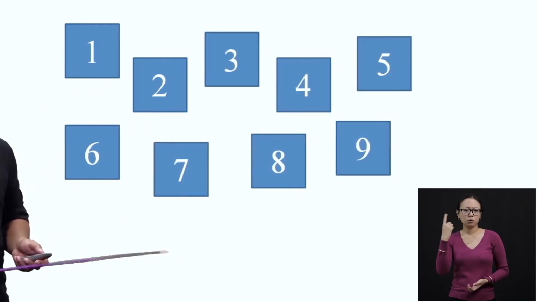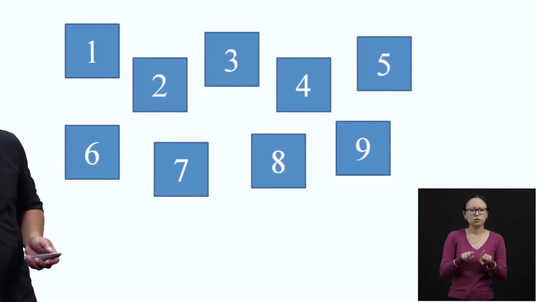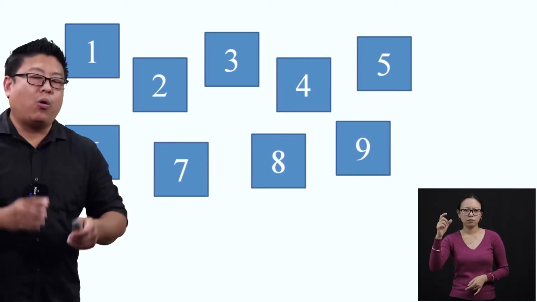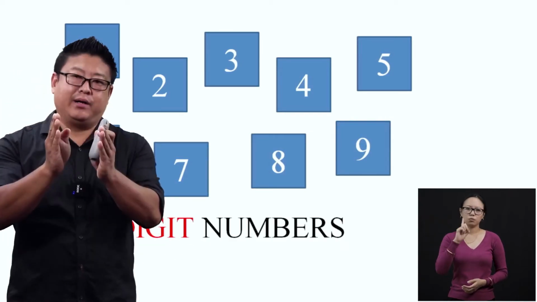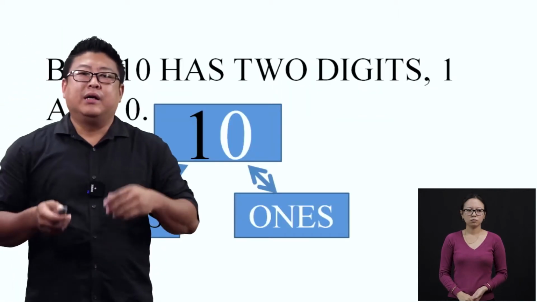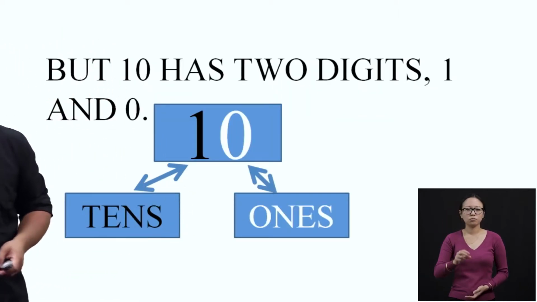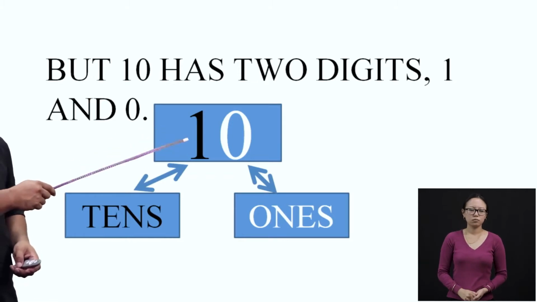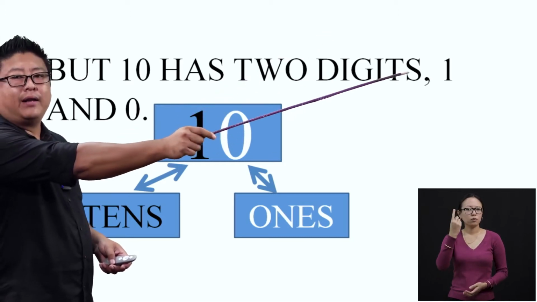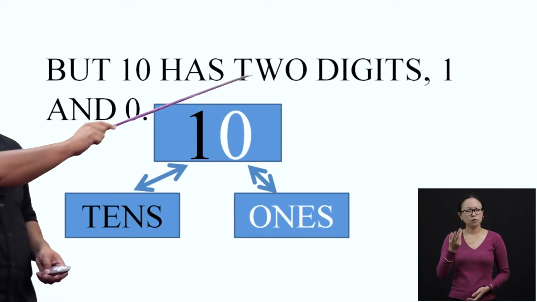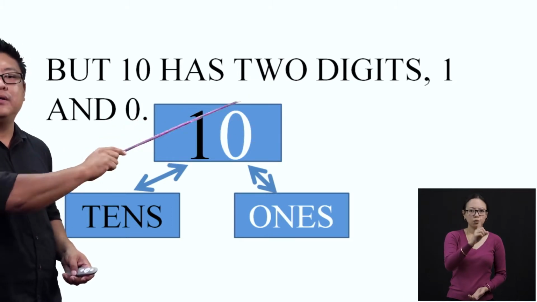Similarly, 2, it is also only one number, so it is called a one digit number. Okay, so similarly, 3, 4, 5, 6, 7, 8, and 9, they are all one digit numbers. Okay, because they have only one number. Now we are going to learn about two digit number, 10. This 10 has two digits. That is, the first digit is 1 and 0. This 1 and 0 together, they are called 10.